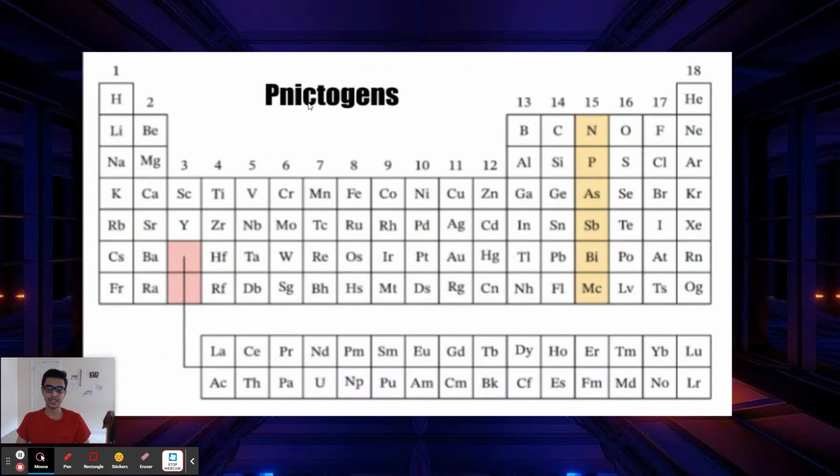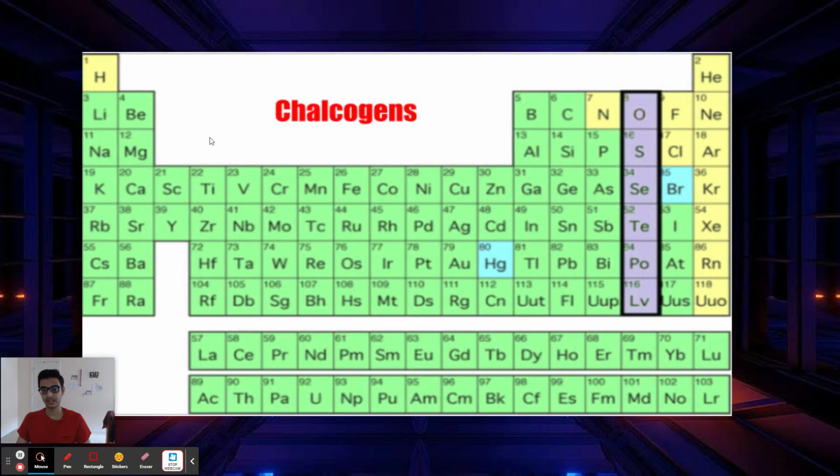Then there's pnictogens, and they come in group 5A. 1, 2, 3, 4, 5. Group 5A consists of nitrogen, phosphorus, arsenic, antimony, bismuth, and moscovium, something like that. And chalcogens. These are group 6A, and consist of oxygen, sulfur, selenium, tellurium, polonium, and livermorium.